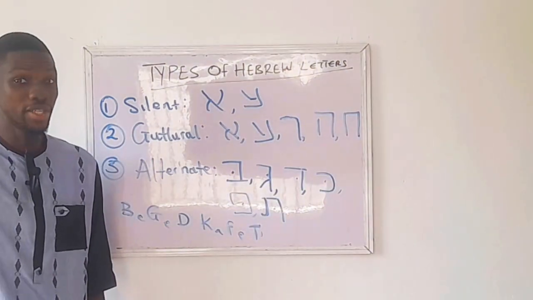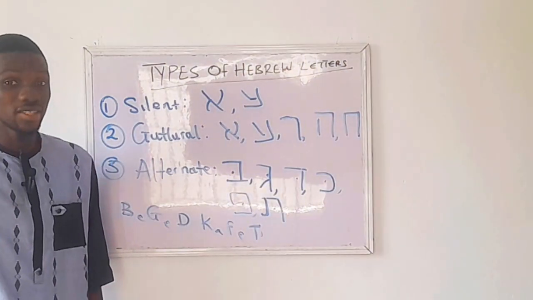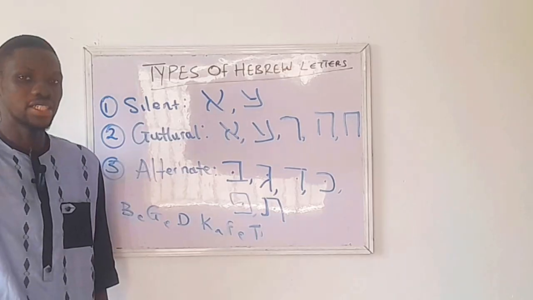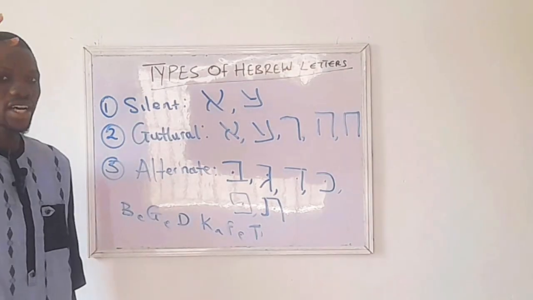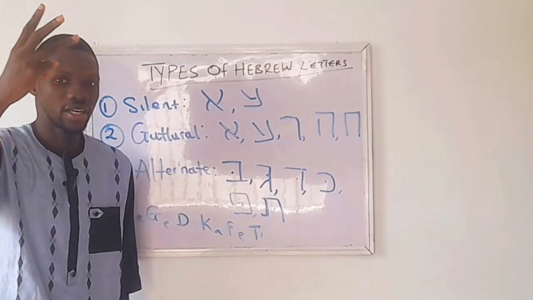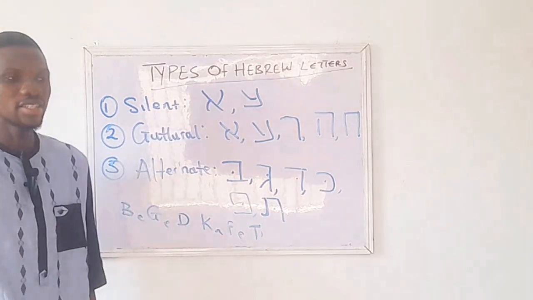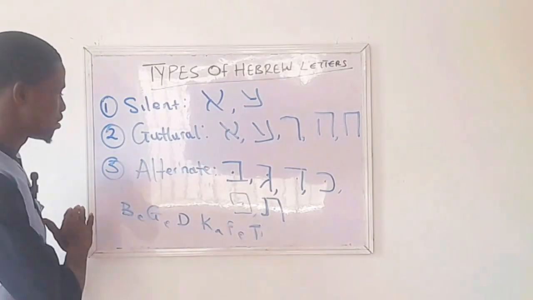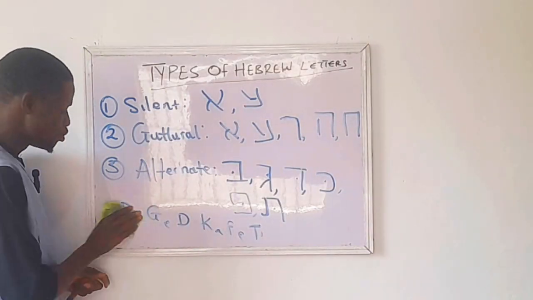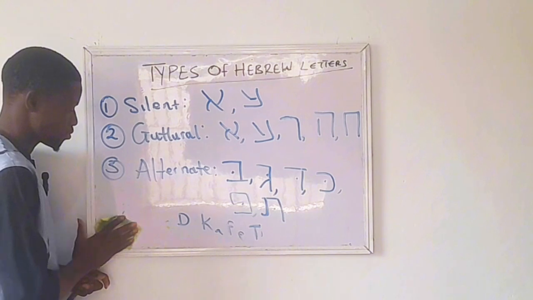Be: remember that there is bait, that's B. Ged: remember that there is gimel, that's G. Ged: remember that there is dalet, that's D. Kefet: remember that there is kaf, remember that there is pay for fet, and remember that there is tav. So it helps you remember it clearly.